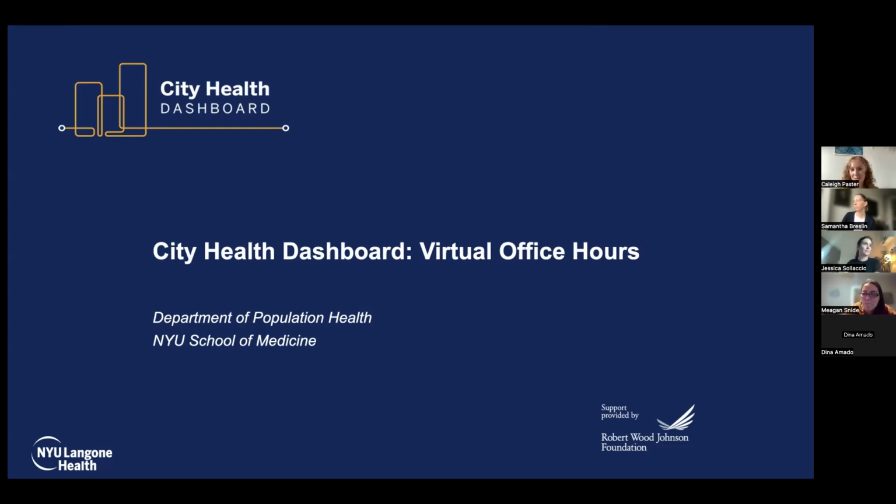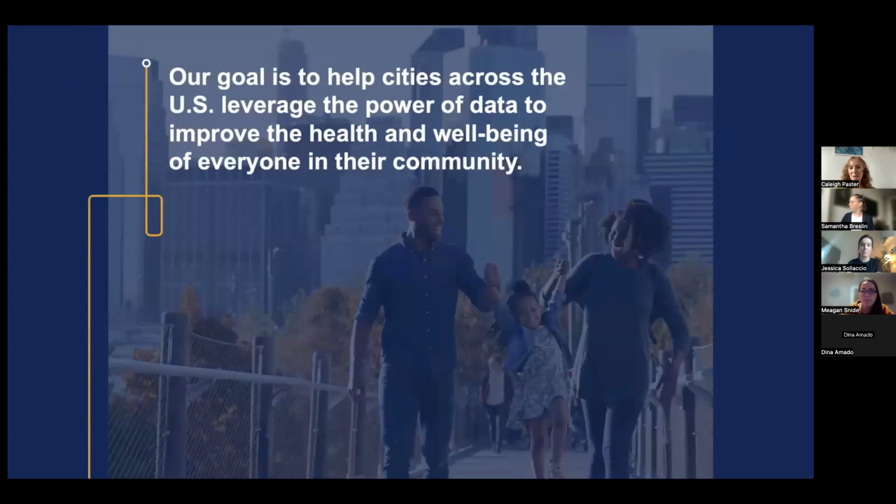So I'll start with a brief overview of what the dashboard is, and then Sammy will do a little highlight demoing some of our features, then we'll actually get to the gist of today's meeting. So our goal here at the dashboard is really to help cities like where you are use the power of data to improve health and the well-being of everyone in their community.